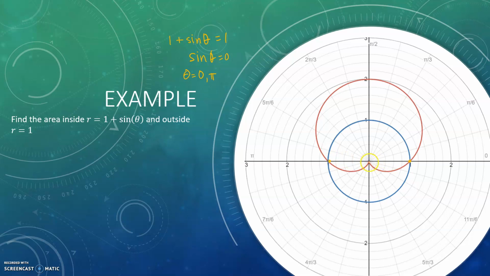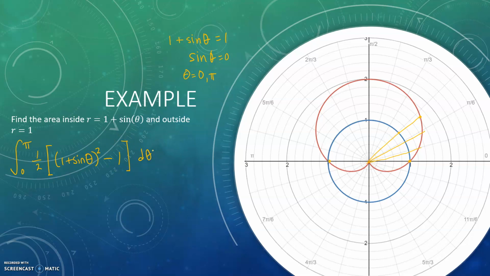And as I'm sweeping out from the origin, it looks to me like we have an outer curve and an inner curve. So this time is a subtraction one. So we're going to do the integral from 0 to pi, and we're going to have a 1/2. And we'll do the outside radius, which is 1 plus sine theta, squared. And then we'll subtract the inside radius, which is 1 squared, which is still 1.